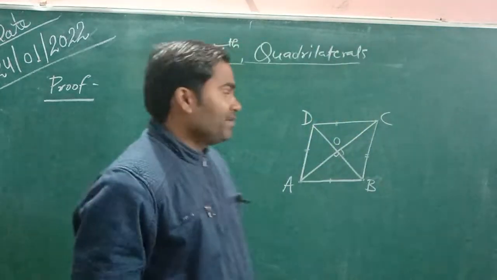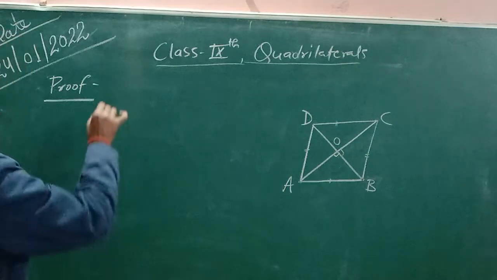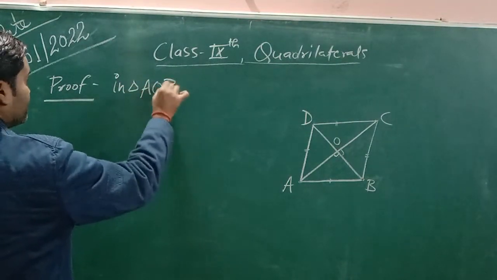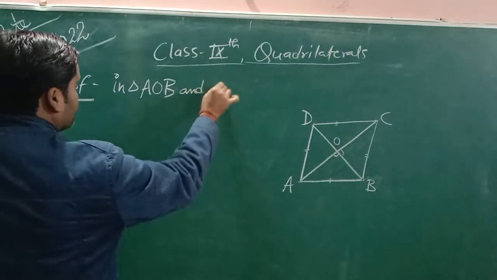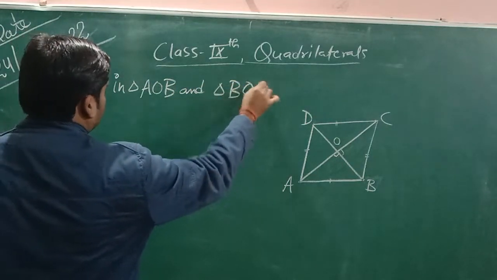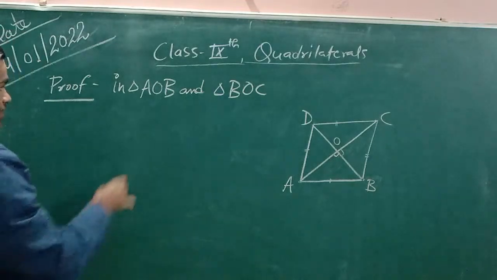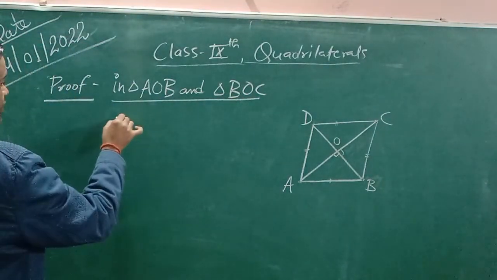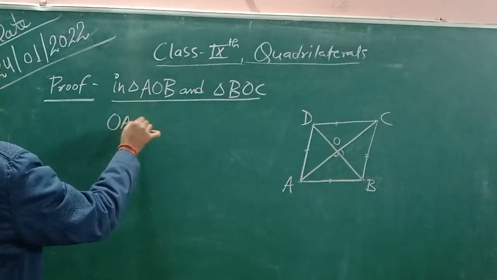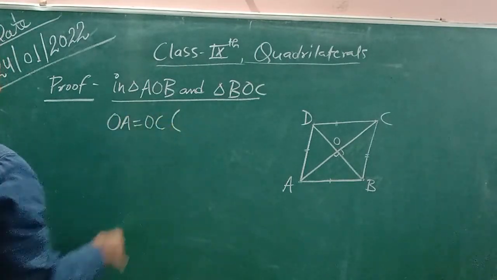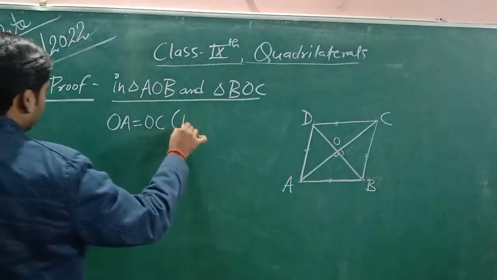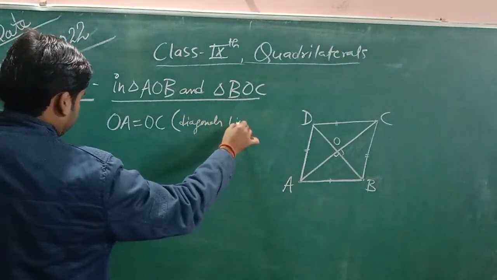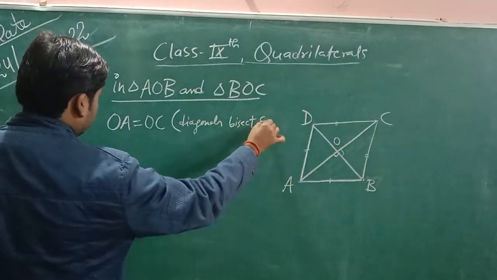So in the proof we will write that in triangle AOB and triangle BOC, OA is equal to OC. Just write its reason: diagonals bisect each other.